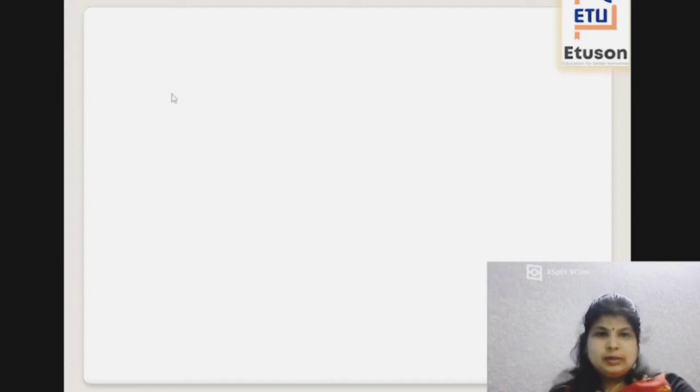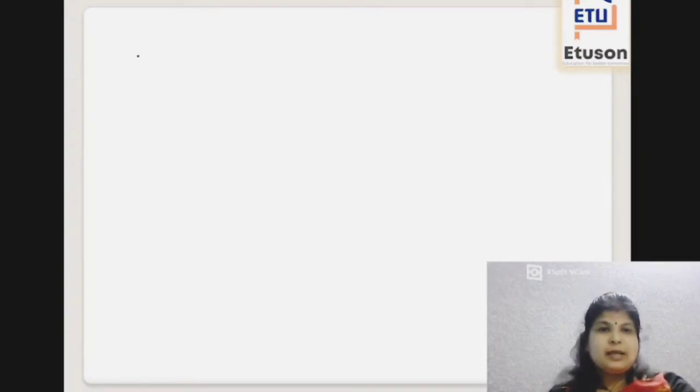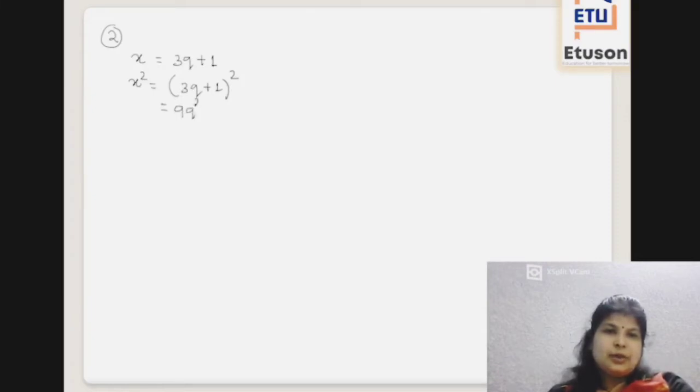Now let us take the other values of x. What is the next value of x? Suppose it is case 2. So x is equal to 3q plus 1. Now you again square it. So x square is equal to 3q plus 1 whole square. That is 9q square plus, what is a plus b whole square? a square plus 2ab plus b square.